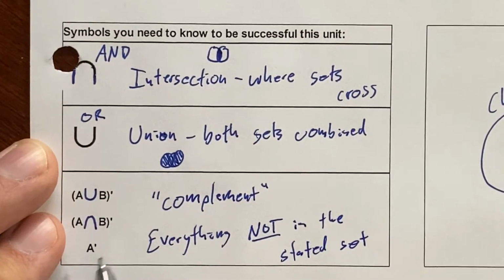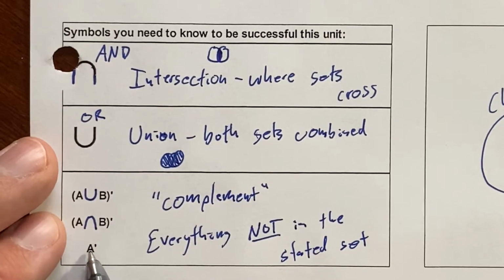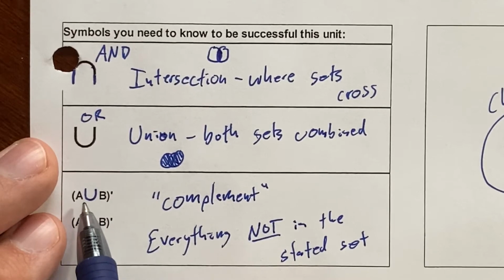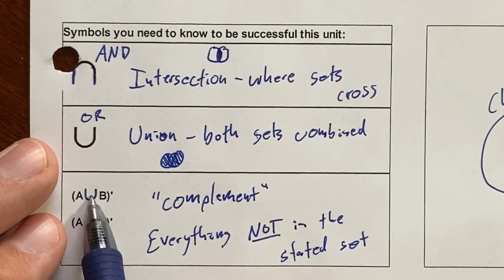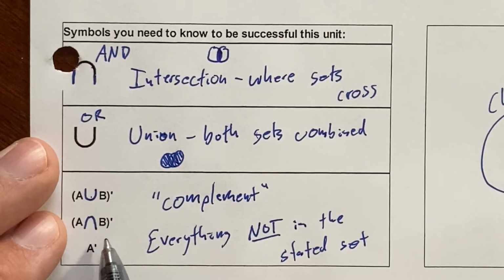So this one means everything that is not in A. This could be everyone that does not like chocolate ice cream. This would be the people that do not like chocolate or vanilla. This would be the people who do not like chocolate and vanilla.